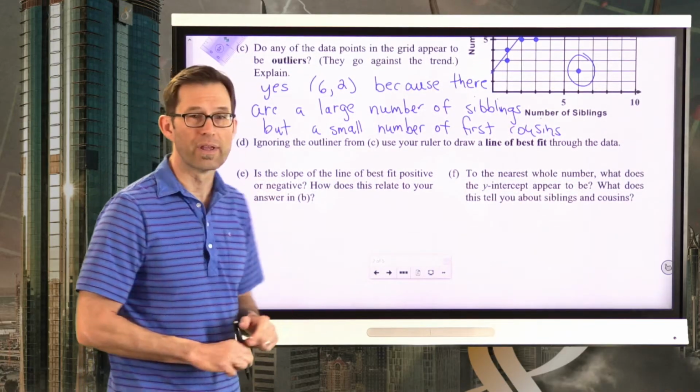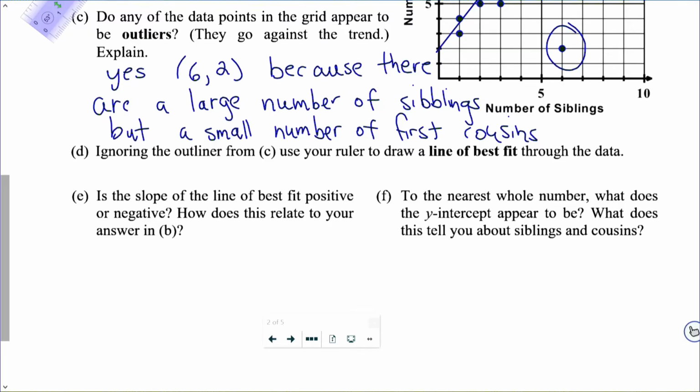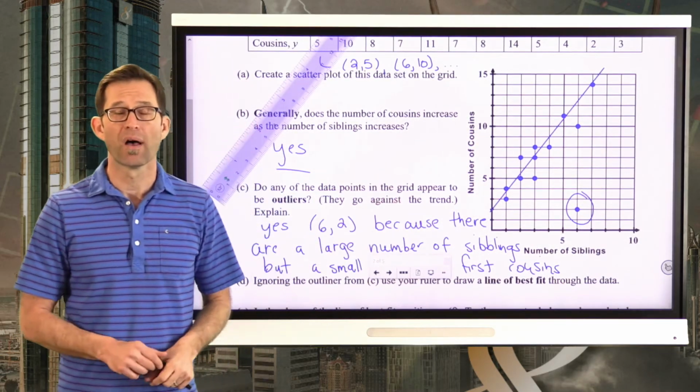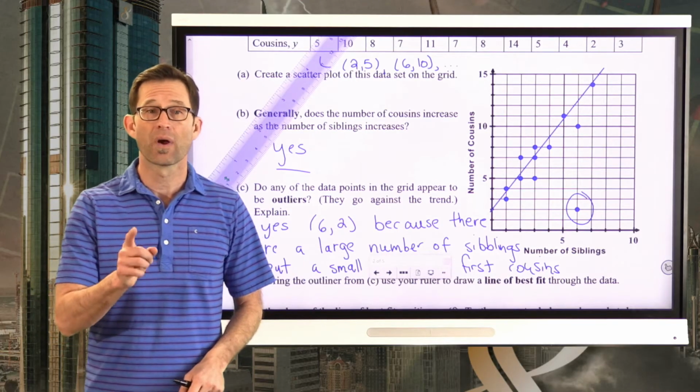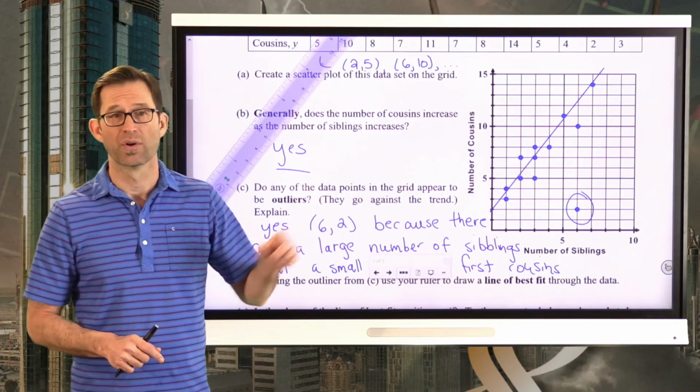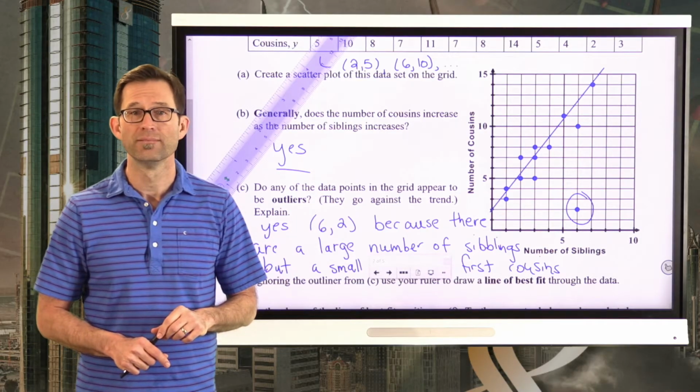All right, letter E. Is the slope of the line of best fit positive or negative? How does this relate to your answer in B? All right, well, first, tell me whether the slope of that line is positive or negative, and then try to figure out whether or not, or how that relates to our answer in B. Pause the video now.